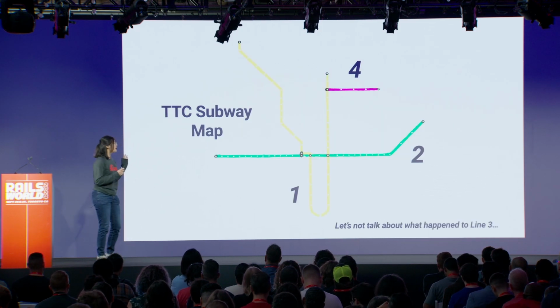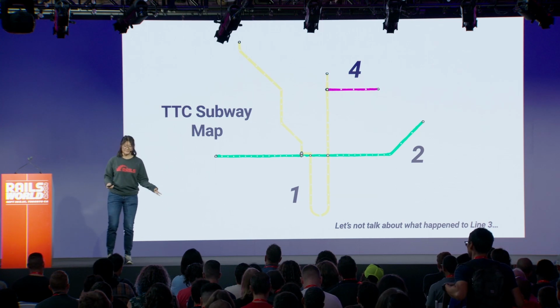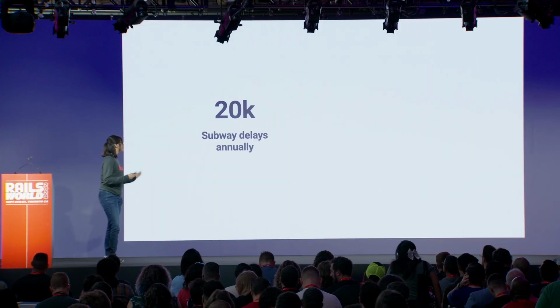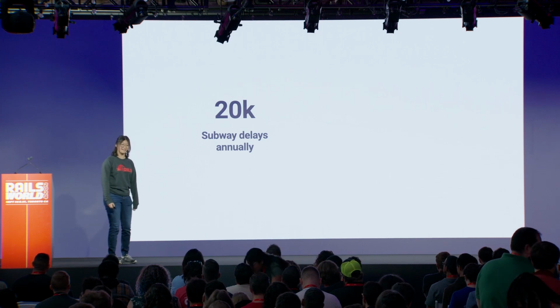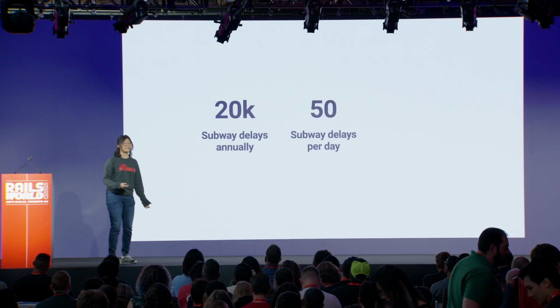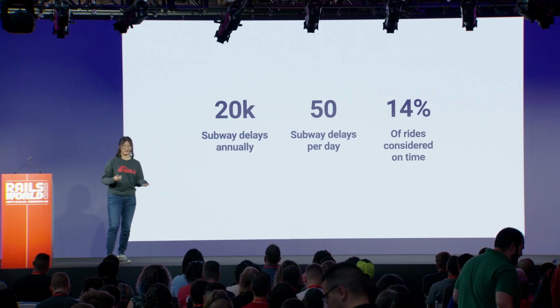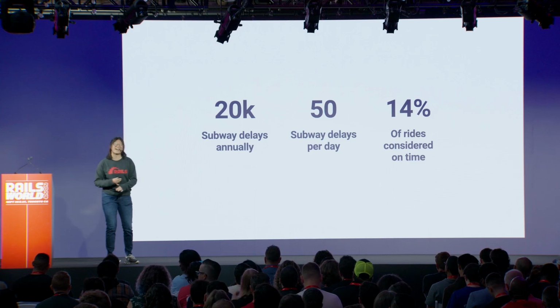In Toronto, we have 3 subway lines, which date back to the 1950s. And many people in the city, including myself, aren't super satisfied by the service. On average, the TTC records an annual average of 20,000 subway delays. That means there's over 50 per day, and only 14% of transit rides are considered on time. So you're going to be late everywhere.